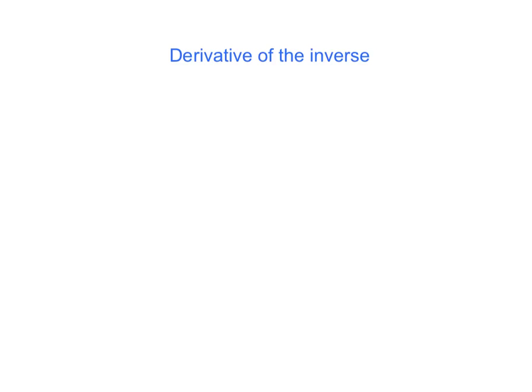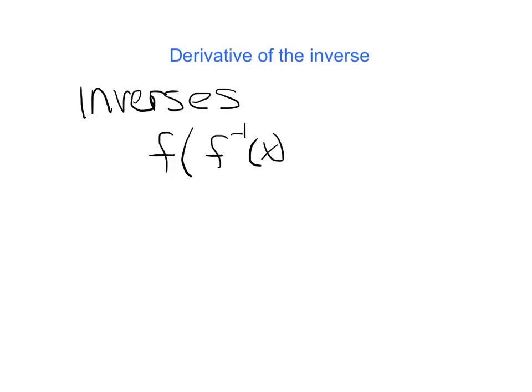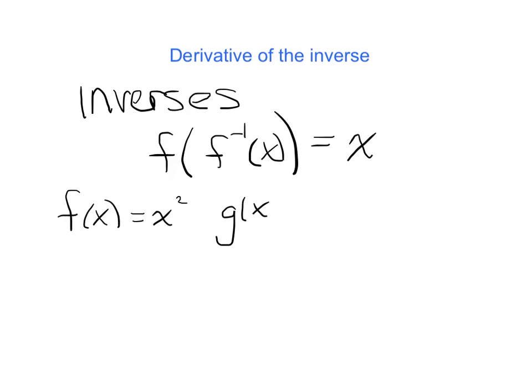So one thing to recall, if two functions are actually inverses, then when you compose f and f inverse of x, you will always get x. So that's how you test if a function and another function are inverses of each other. For example, if I said f of x equals x squared and g of x equals the square root of x, and I compose those two, so if I did the square root of x squared, I should get just x.